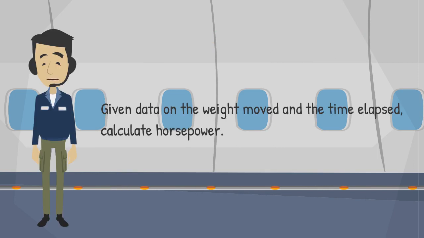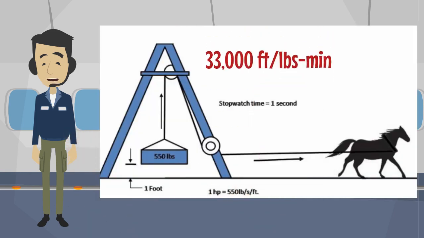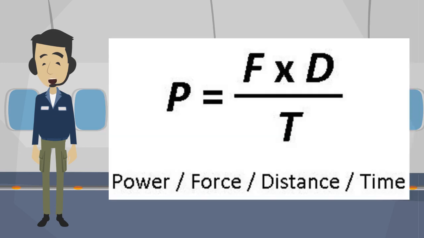Given data on the weight moved and the time elapsed, calculate horsepower. 1 horsepower is the effort required to lift 550 pounds in 1 second. Or it's also 33,000 foot-pounds per minute. And this is the formula used to calculate horsepower.